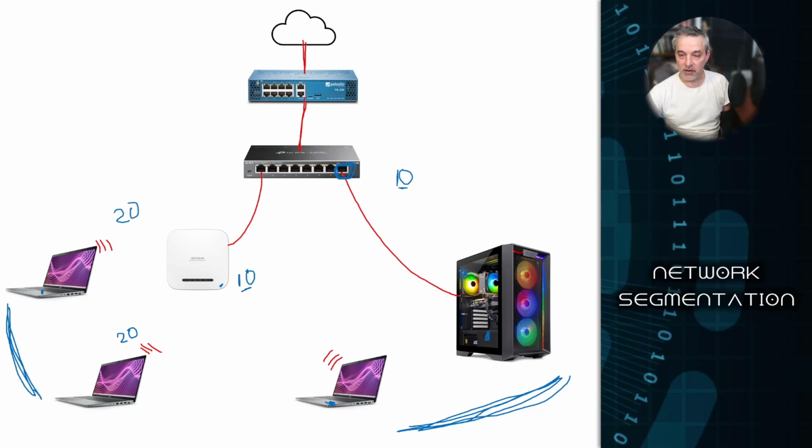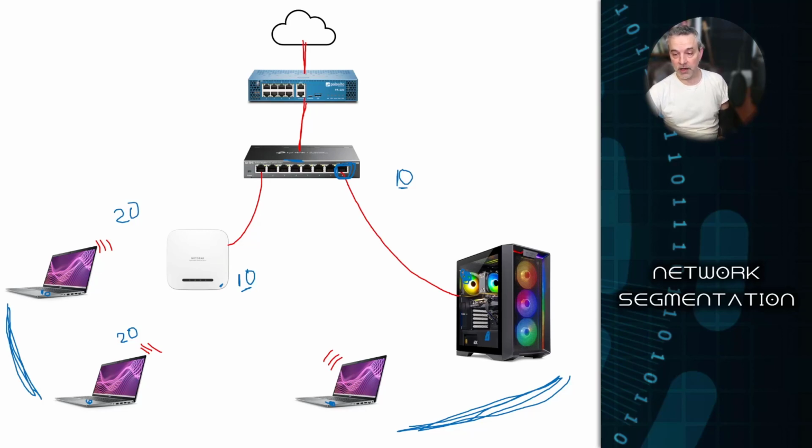But what happens in this case is the switch right here will not allow the traffic from this laptop to talk to the PC over here on the right, or this laptop over here to talk to this PC on the right, because the traffic source is coming from VLAN ID 20. It's going to isolate that based on the VLAN tag.